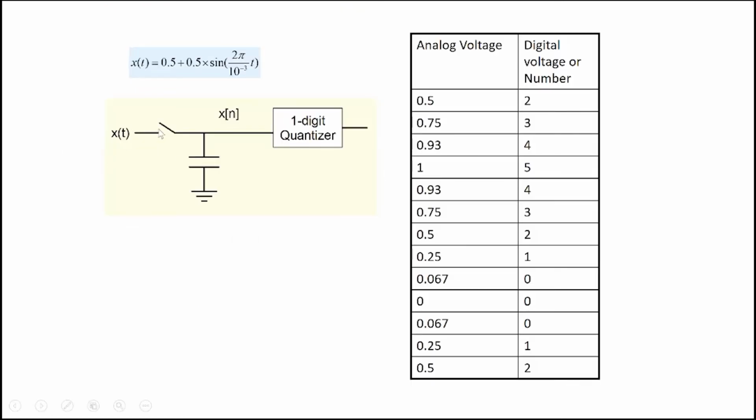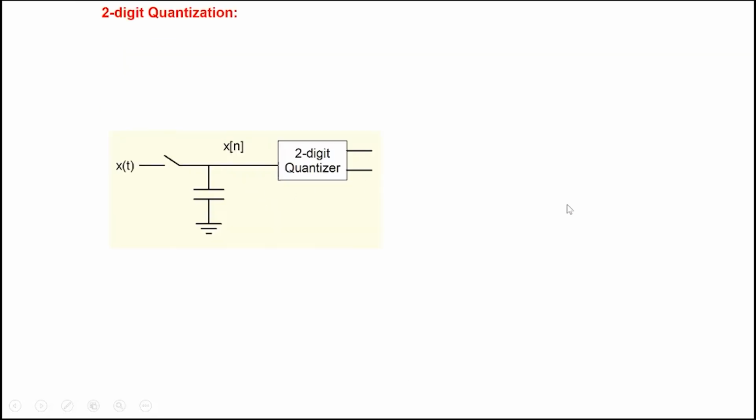So the first step is sample and hold: sample it at discrete intervals of time. And then after that, do a quantization. So 0.5 gives us a digit 2 here, and 0.93 gives us a digit 4 here.